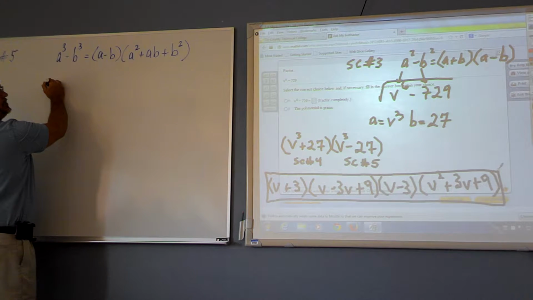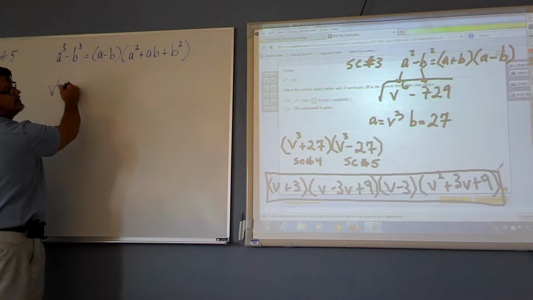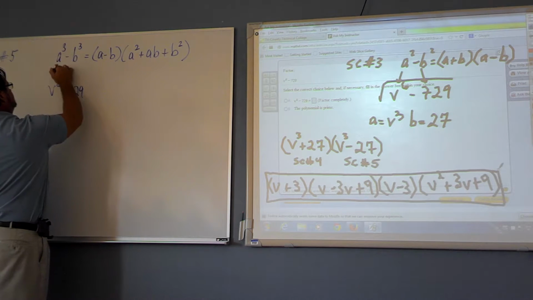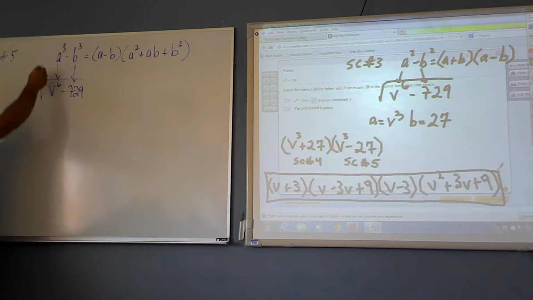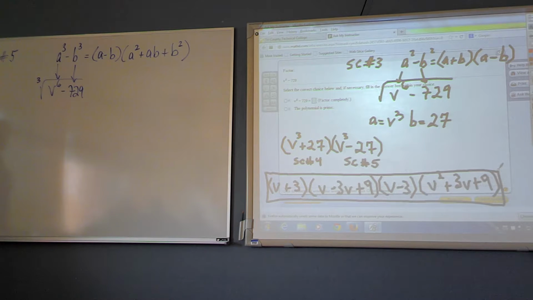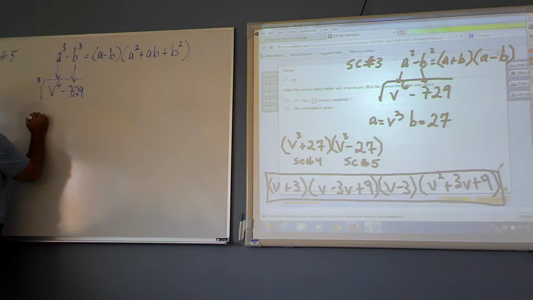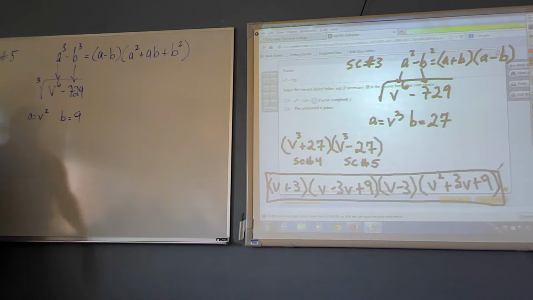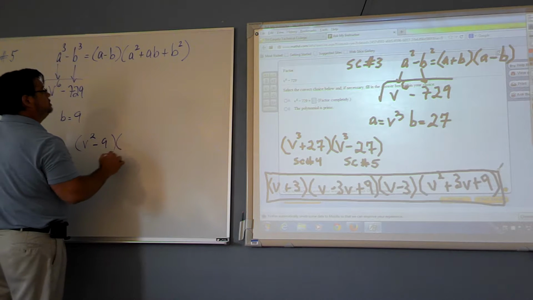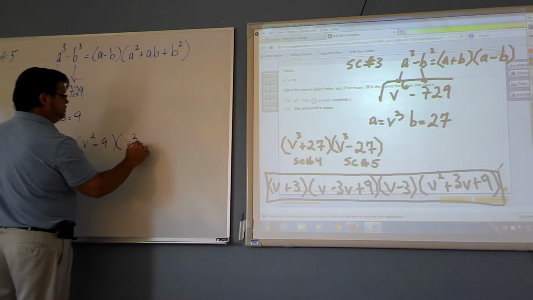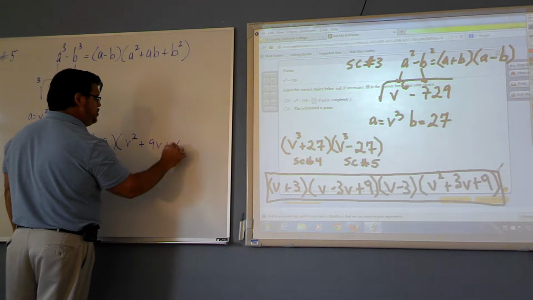And ours is b to the 6th minus 729. So take the cube root, because you want to undo those cubes. A is equal to what? b squared, and b is equal to what? 9? I'm asking y'all, is it 9? And then plug and chug into this. So that would be b squared minus 9 times b squared plus 9b plus 81.